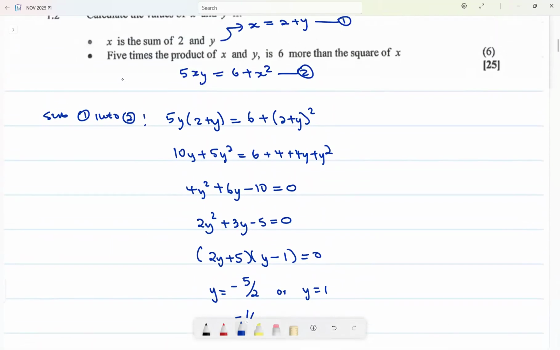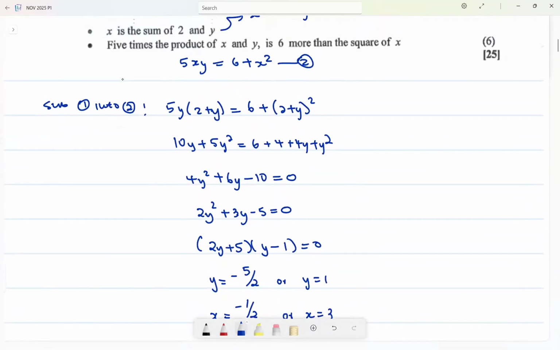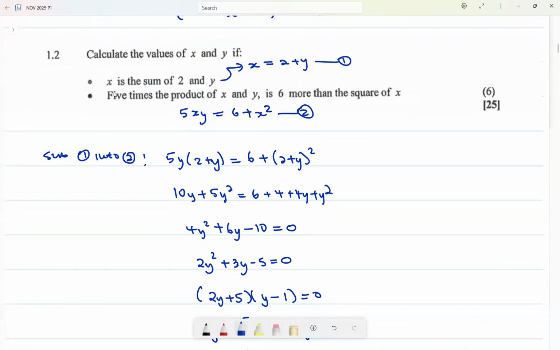Let's just confirm if the answers that we got are correct now. 5 multiplied by x being negative 0.5, then y being negative 2.5, it gives me 6.25 on the left-hand side. Let's check the right-hand side: 6 plus 0.5 squared. Well, 6.25. So my answers should be correct. So that's that for question 1. Okay, let's move on to question 2.